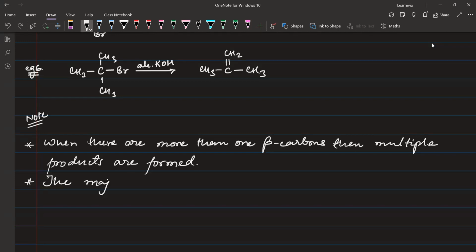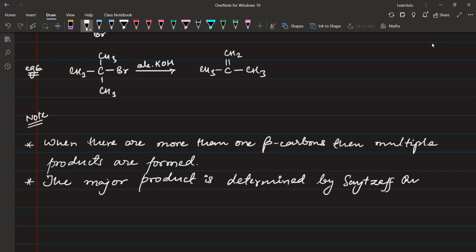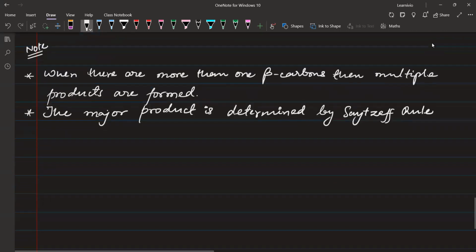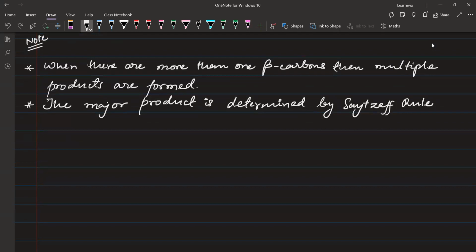The major product is determined by Saytzeff rule. The major product is determined by Saytzeff rule. Okay. What is Saytzeff rule? Saytzeff rule का कहना रहता है कि during elimination you will remove hydrogen from that carbon which bears less number of hydrogens. ठीक है.